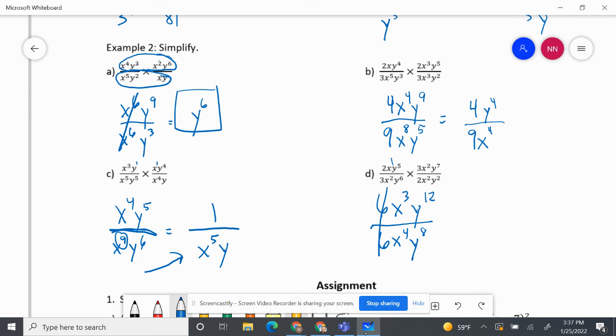6's cancel. There are more x's in the denominator, so I put the x in the denominator. There are more y's in the numerator. 12 minus 8 is 4, and that gives me my final answer.